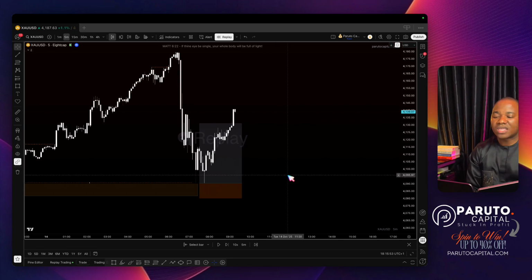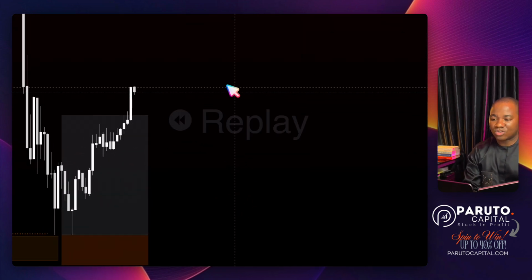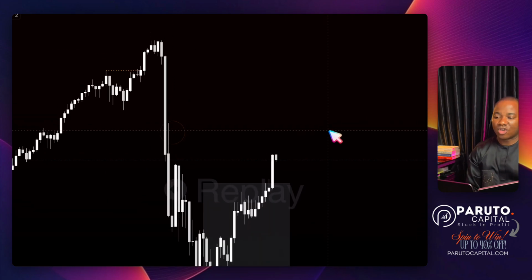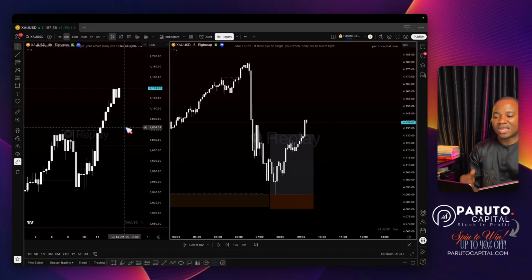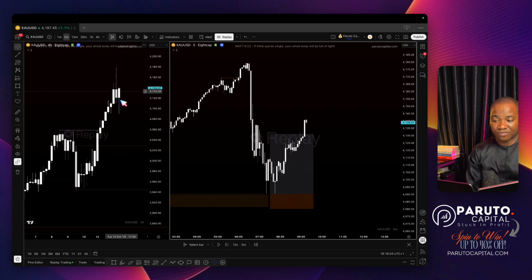All right, so now looking at this, let's go back. Let's look at both the 4-hour and the 5 minutes. We know that the high time frame is bullish. So now that we know that price has dropped so fast and has reversed, what do we do? We look for confirmation bullish entries.